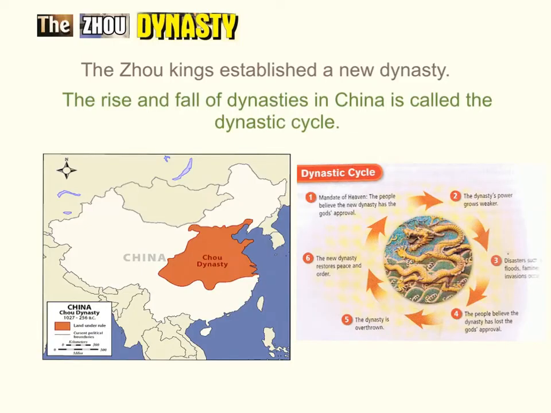Number one, mandate of heaven. The people believe the new dynasty has God's approval. We'll talk about mandate of heaven in a second. Number two, the dynasty's power grows weaker. Number three, disasters such as floods, famine, and invasions occur. Number four, the people believe the dynasty has lost God's approval. Number five, the dynasty is overthrown. Number six, a new dynasty restores peace and order, and it starts all over again. That is what they call the dynastic cycle.